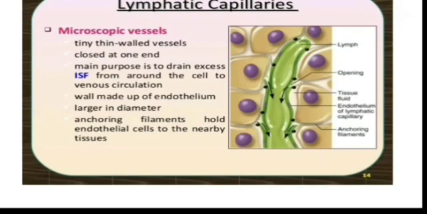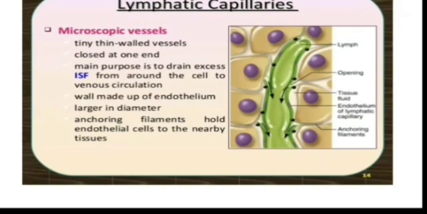This is about your lymphatic capillaries. What is a lymphatic capillary? These are tiny thin-walled vessels closed at one end. Only one end will be open and one end will be closed. Its main purpose is to drain excess interstitial fluid from and around the cells to the venous circulation. Why do they return the extra interstitial fluid? To maintain the blood volume.